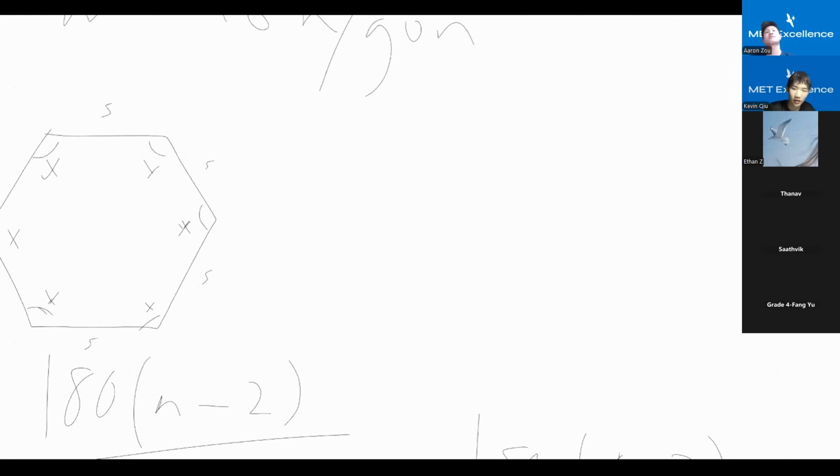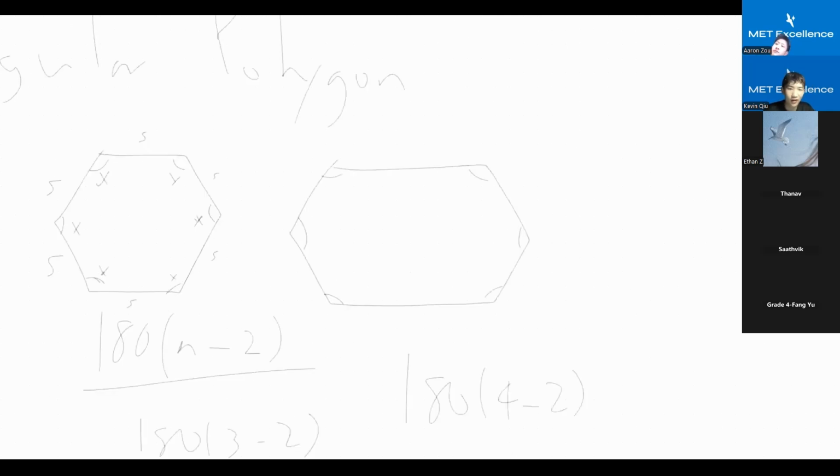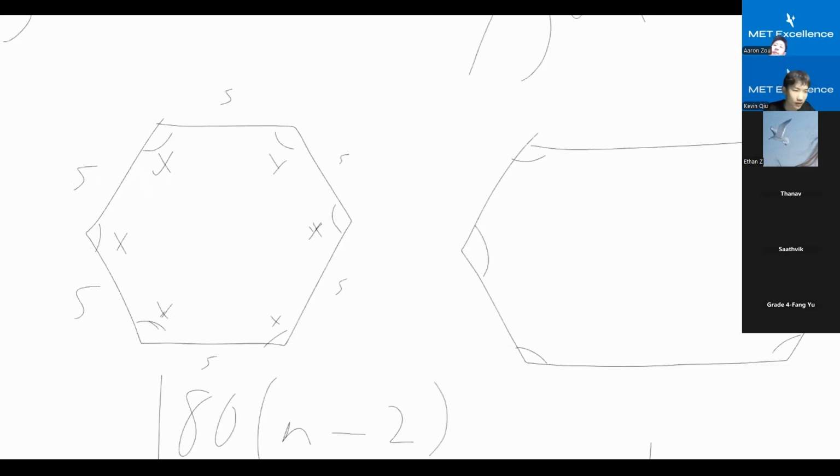where all angles are the same, but clearly the sides are not. Or we could have an equilateral hexagon, which has all side lengths the same. Oh, that's a bad drawing. All side lengths are the same, but these angles are not. So yeah, a regular polygon has all angles equal and all side lengths equal.